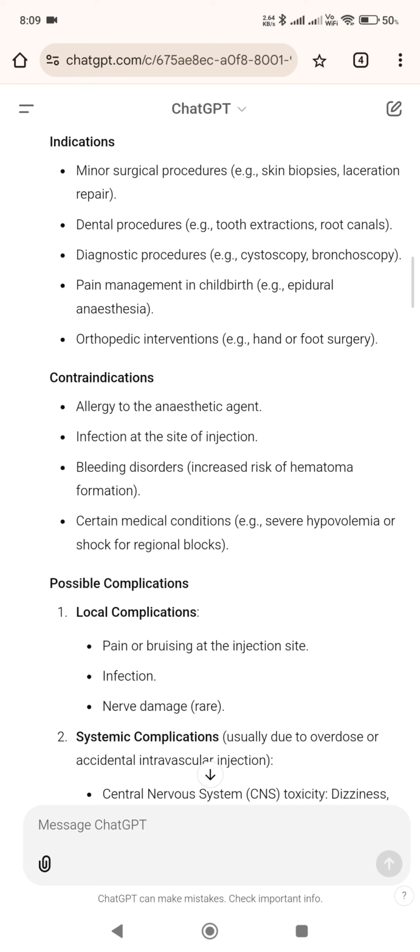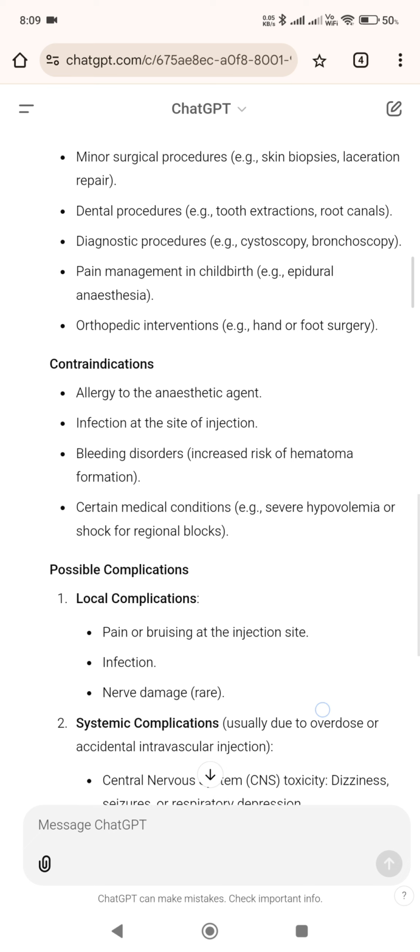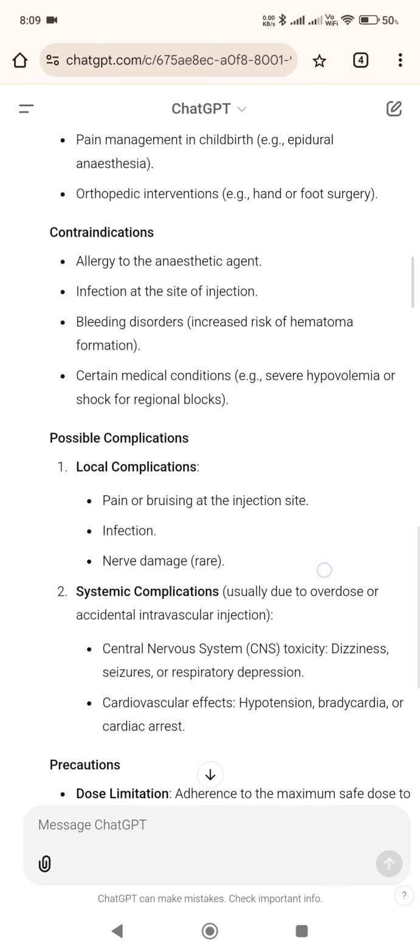Diagnostic procedures, e.g., cystoscopy, bronchoscopy. Pain management in childbirth, e.g., epidural anesthesia. Orthopedic interventions, e.g., hand or foot surgery.